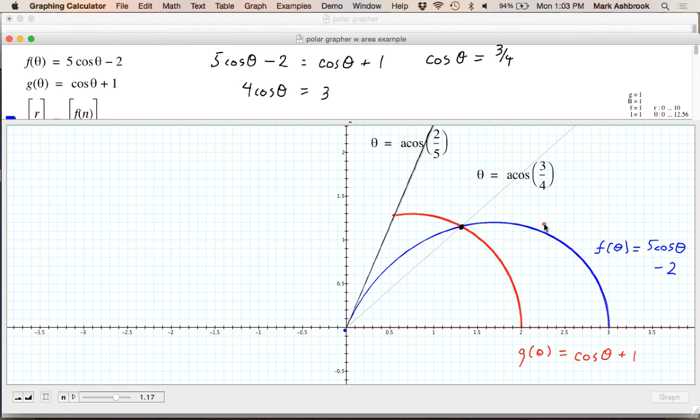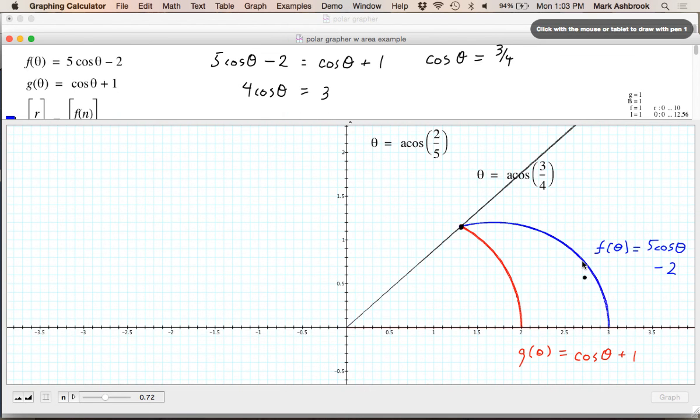So how would I get these areas? Let's talk about the shark fin. If I bring the current angle back to there, I want to get this area here: the area of F minus the area of G.